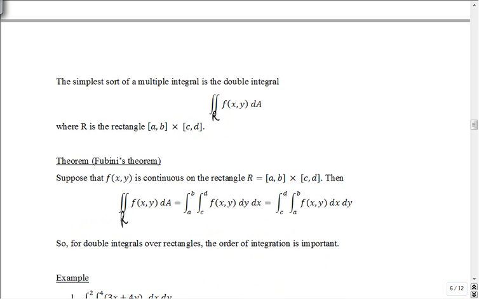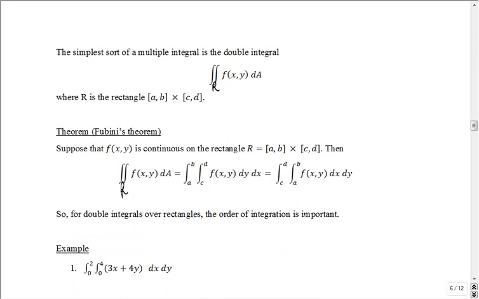So for double integrals over rectangles, the order of integration is unimportant. I'm sorry for all of these typos here. It's not important at all. Otherwise, it is important. Okay? Now, any questions so far? Because I'm going to show you how to integrate now.